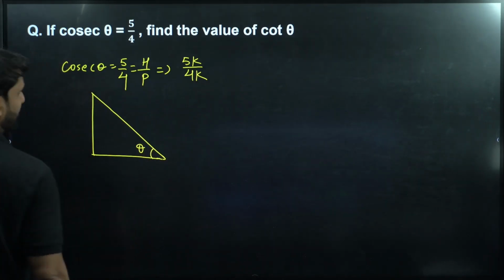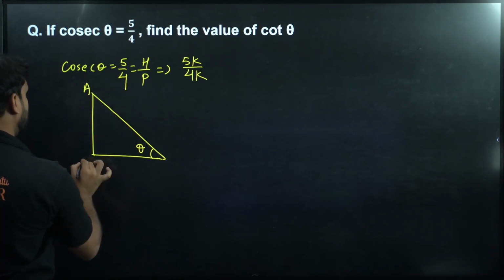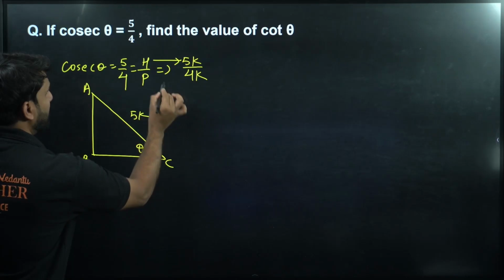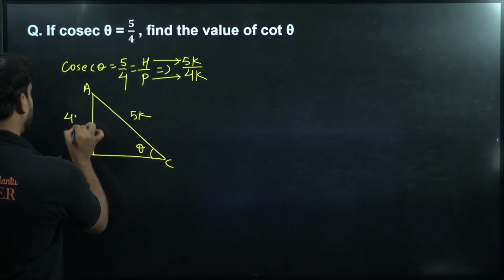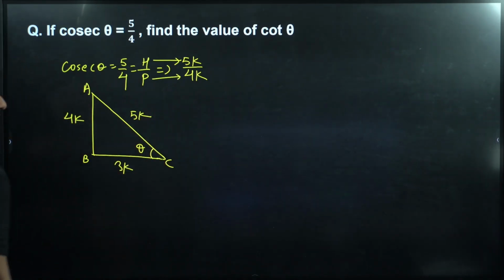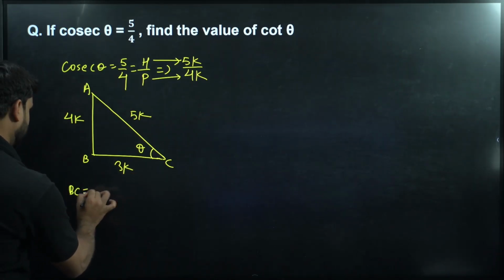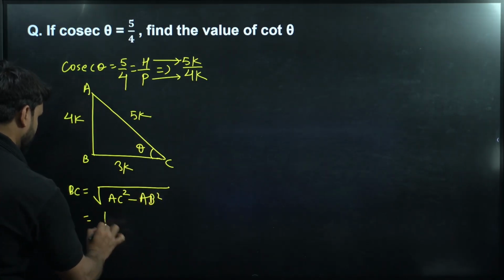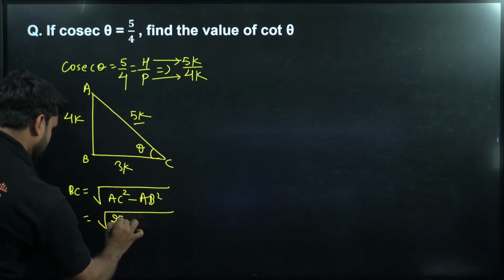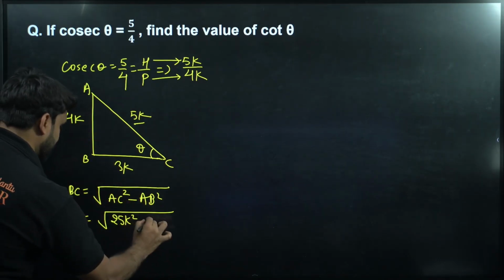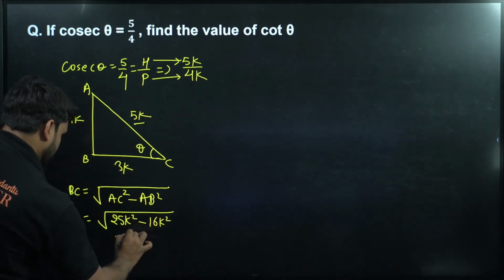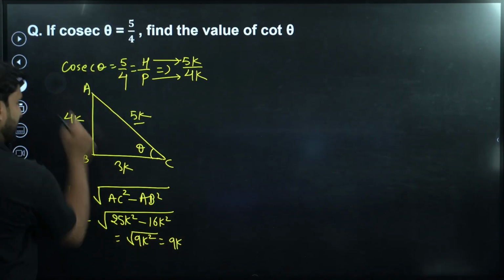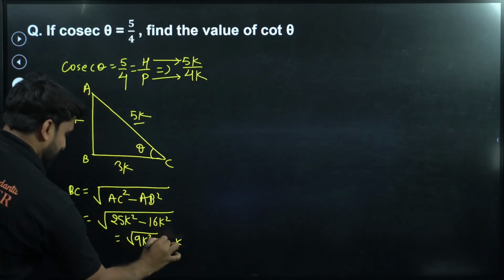Mark theta here. Right. So for this theta, let's say this is triangle ABC. So for this theta, hypotenuse is 5k. Perpendicular is 4k. So what will be this? We can find out 3k will be there. By applying Pythagoras theorem, BC will be equal to under root AC square minus AB square, right? So AC is equal to 5k, so 5k square will be 25k square, minus this is 4k, so 4k square will be 16k square. So we have under root 9k square, so under root 9k square will be 3k. Under root 9 means 3, and k square will be only k, so we have 3k there.